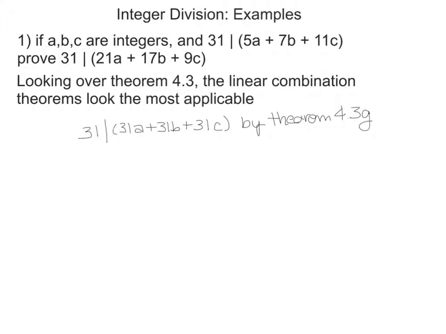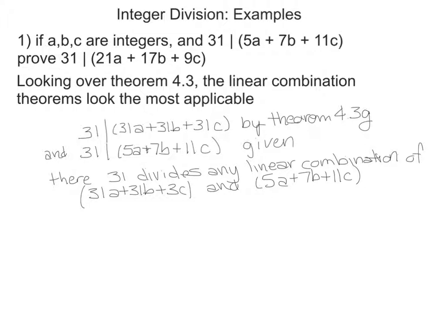And we also know, since 31 divides 31, it'll divide any linear combination of 31 times A, 31 times B, and 31 times C. Again, that's from Theorem 4.3. Now we have 31 dividing 31A plus 31B plus 31C, and we also know from our problem that 31 divides 5A plus 7B plus 11C.